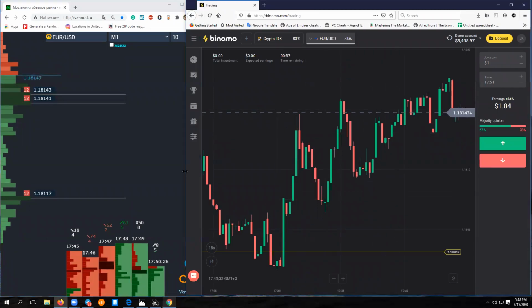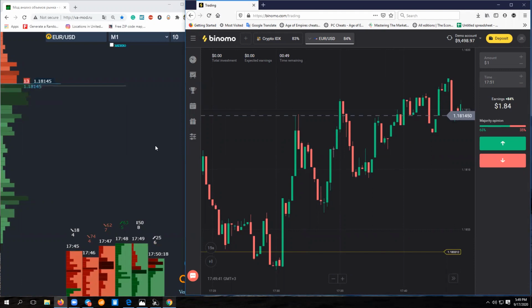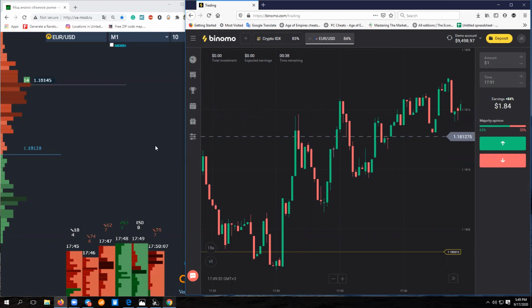Okay, sir, why is volume analysis so important compared to price action? Because nobody talks about the volume. Nobody talks about the horizontal volume or the vertical volume. They only talk about price action, candlestick patterns, trend lines, trend channels, everything, but they don't talk about the volume.